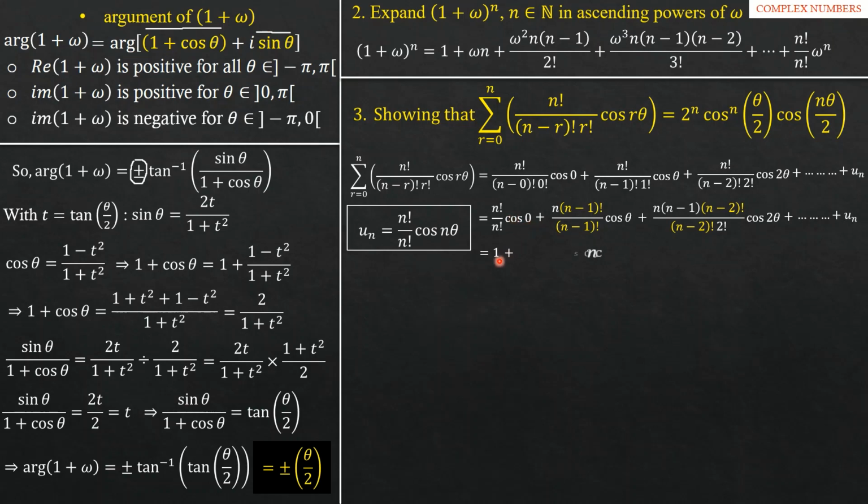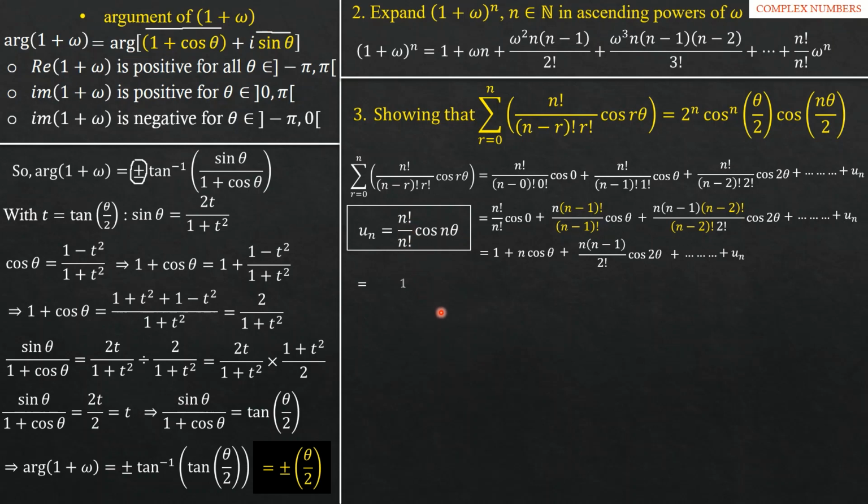We get that, plus now the n minus 1 all factorial cancels with n minus 1 all factorial in the numerators. You're left with n times cos theta. Now here we have n minus 2 all factorial cancels with n minus 2 all factorial, and you're left with n into n minus 1 over 2 factorial times cos 2 theta, plus till the n term. Now remember, this is our n term. Anyways, our n term is cos n theta, because n factorial over n factorial is 1.